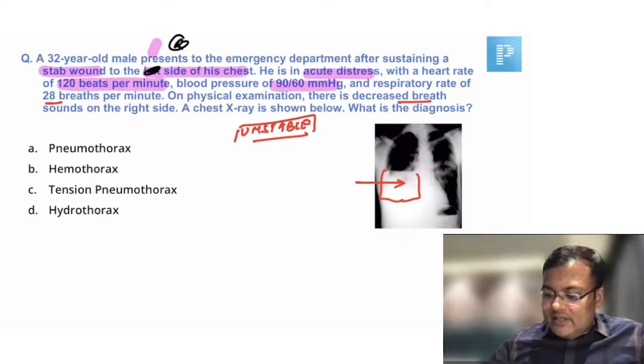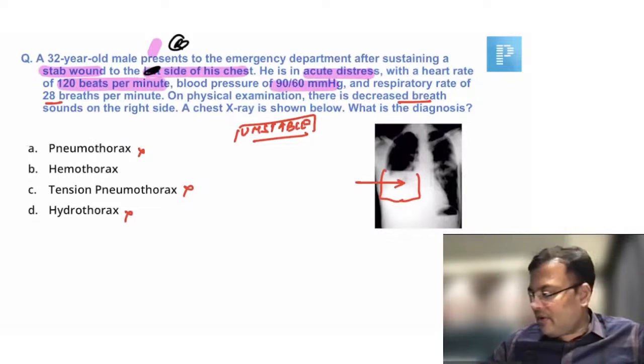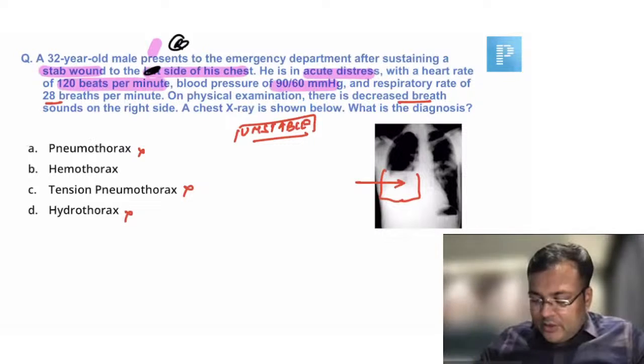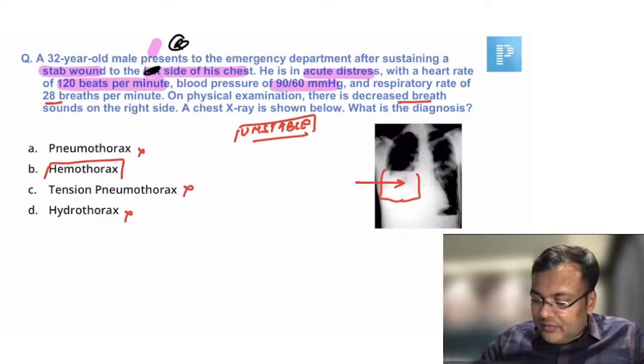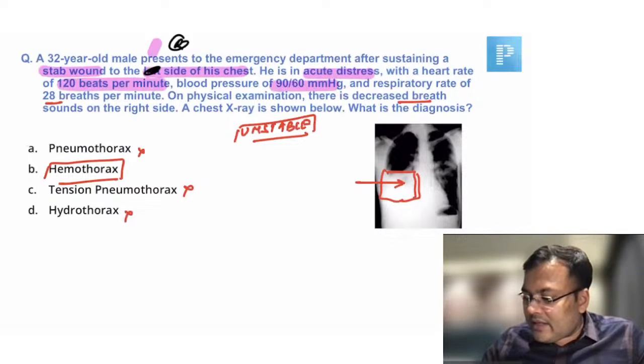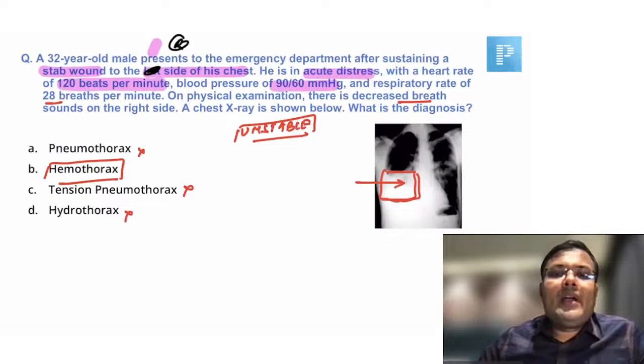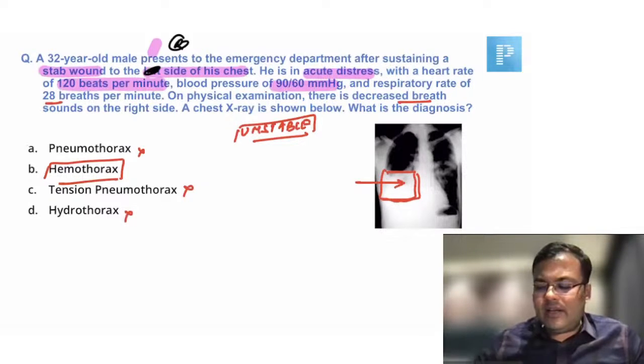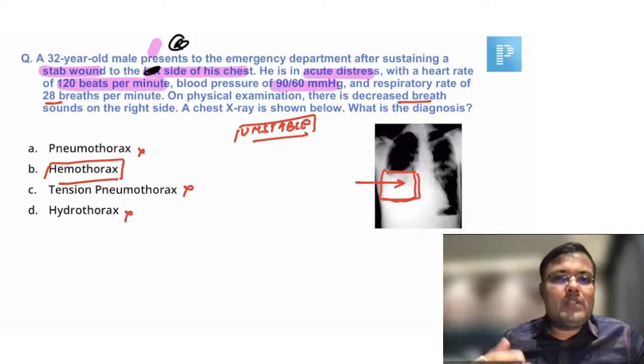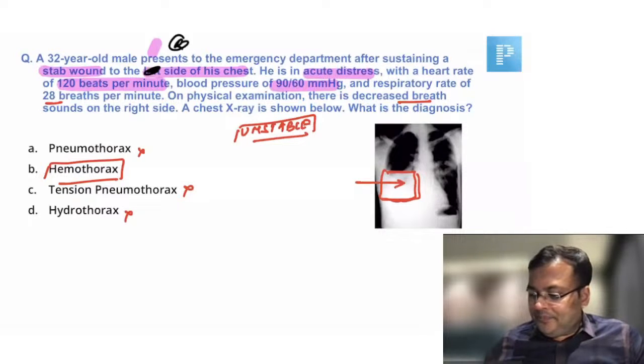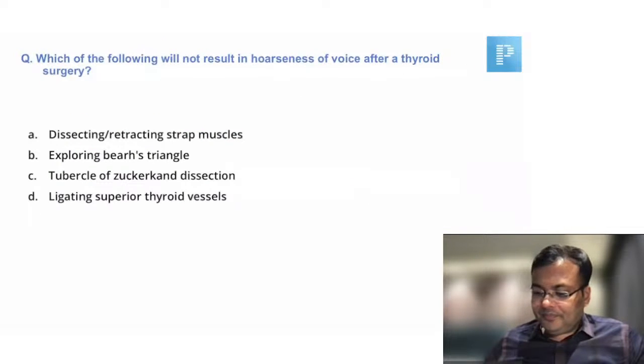So obviously, what's the correct answer? It's not pneumothorax, tension pneumothorax, or hydrothorax. This is hemothorax. So you can see here, guys, this is a case of hemothorax, right? In one of the recalls, I saw that there is whiteout lung. So that is also a case of hemothorax. Clear? So here, correct answer is B.